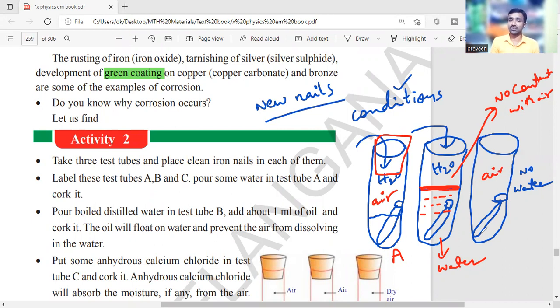So how to remove that? For that, I am adding one chemical substance which can absorb water. That is anhydrous calcium chloride. It can absorb the water vapor from the air. Then I am closing the boiling tubes with the rubber corks. So we have created different situations here.